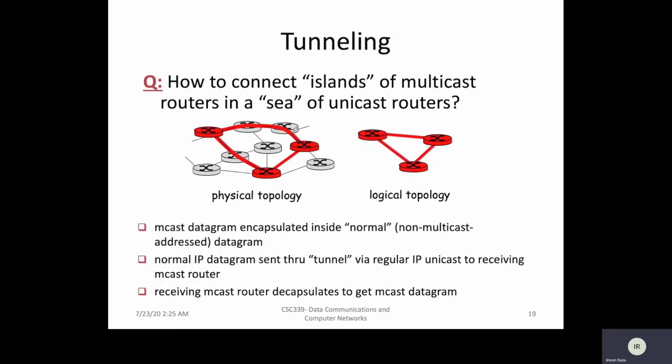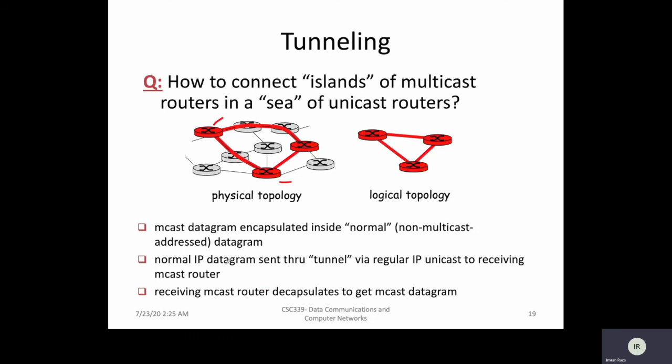Then the obvious question about internet multicasting is how to connect islands of multicast routers in a sea of unicast routers. So all these routers, represented with these gray colors, are unicast routers, and the routers represented with these red colors are multicast routers. So how to route data from this multicast router to this multicast router, where there are many different unicast routers in between? So the problem is very simple.